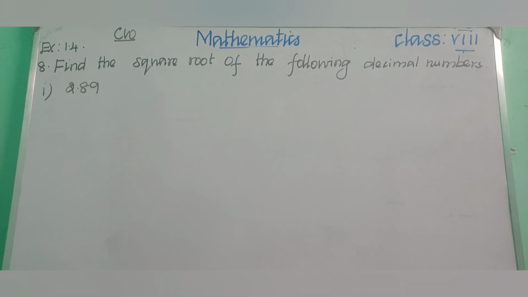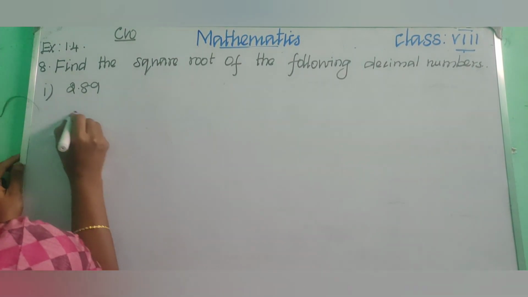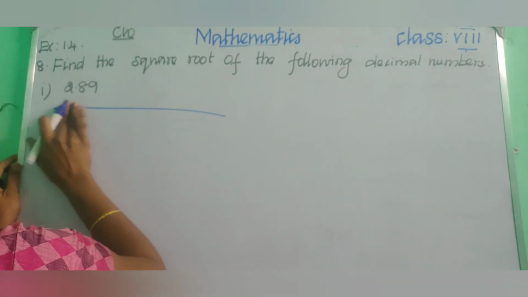Find the square root of the following decimal numbers. It is from exercise 1.4. 2.89 is the question. We are going to do it in two methods. First of all, let us do it by long division, the straight long division method. Here we have 2.89.